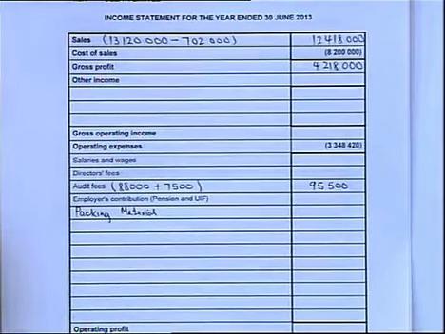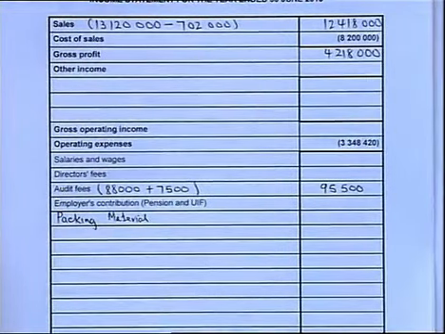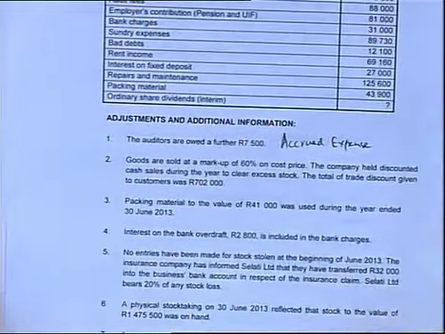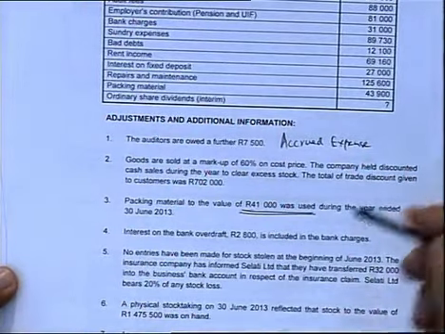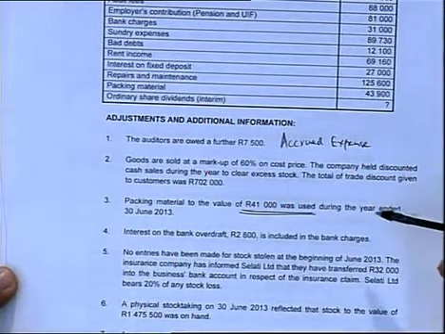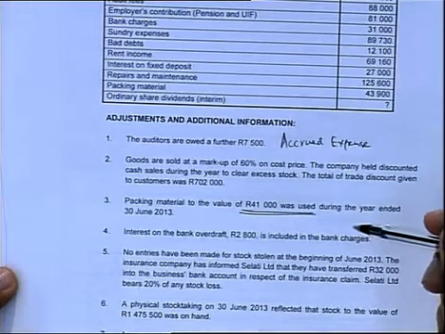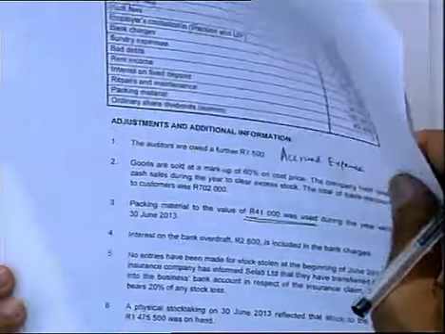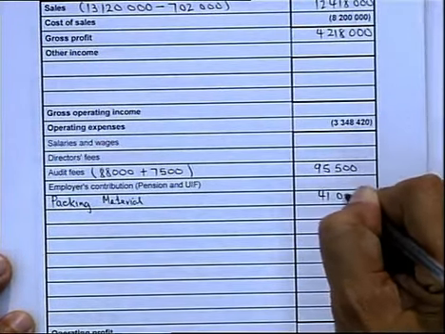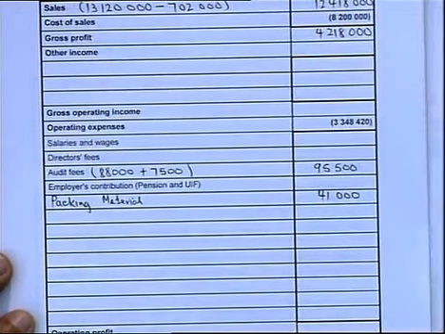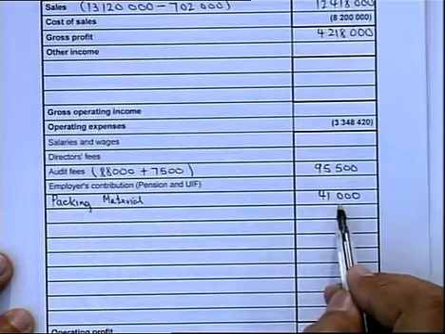The adjustment says packing material to the value of 41,000 was used. The word that's important here is 41,000 was used. They are not giving us the amount of packing material on hand. They're telling us that 41,000 is the amount that was used. So the 41,000 will be our expense for packing material for this year. So the packing material, that is the amount that was used.